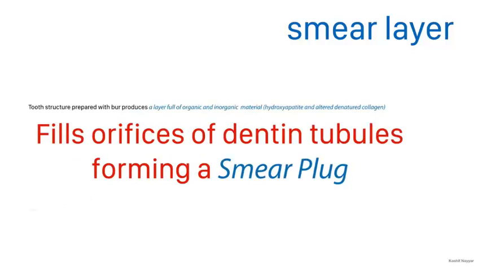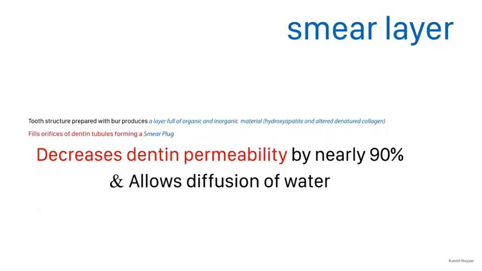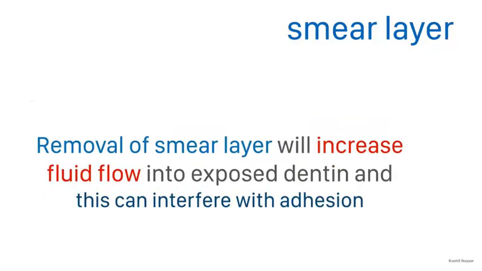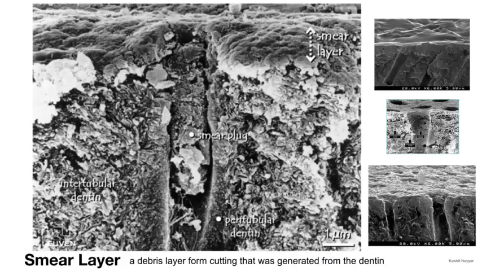So what it is doing, it is filling the orifices and forming the smear plug. The same smear layer, when it penetrates inside the dentinal tubule, forms a smear plug. It decreases the permeability of the dentin by up to 90%, but it still allows the diffusion of water. Removal of the smear layer has some effects. What are those effects? It will increase the fluid flow into the exposed dentin, which can then interfere with adhesion. I'm going to explain that in future slides.